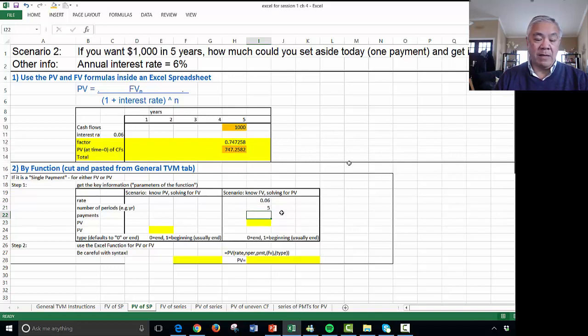The number of payments, the payment amount is 0 because there's a single payment. The PV is our question mark, so that's going to be our Excel function. And the FV is $1,000. Okay, so let's try this out.